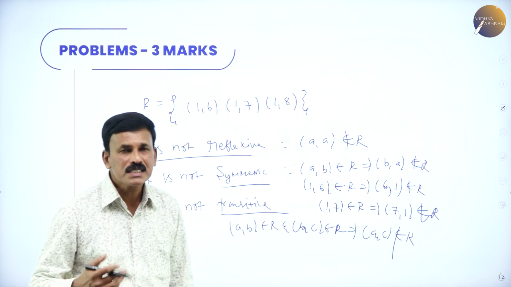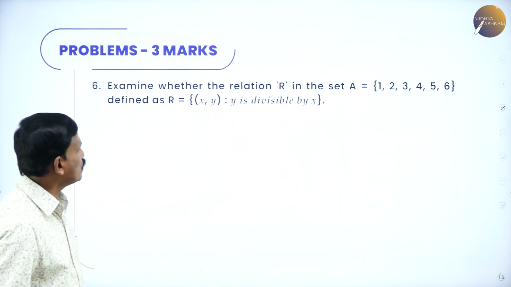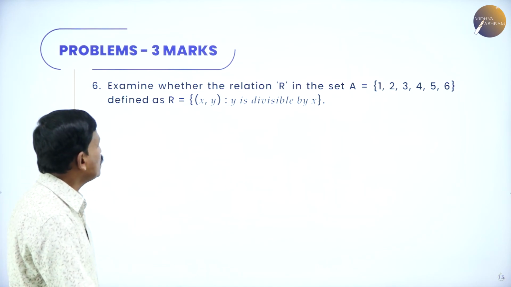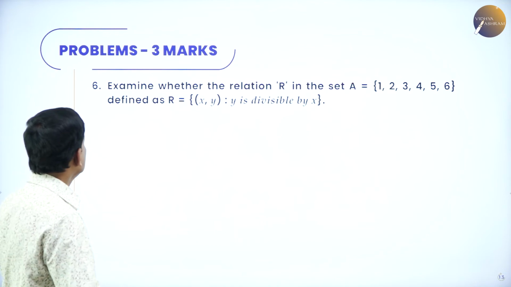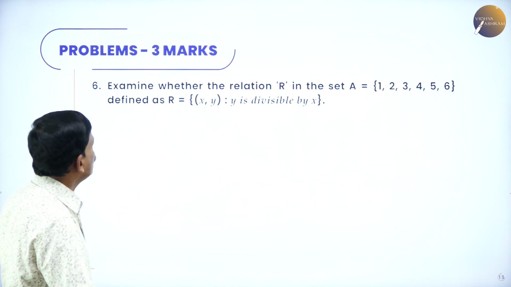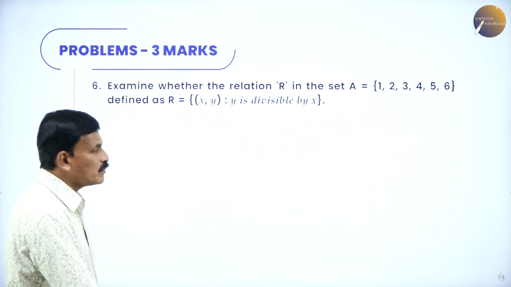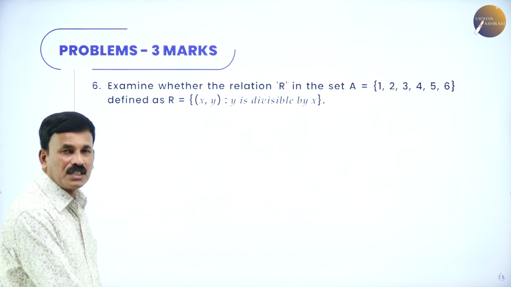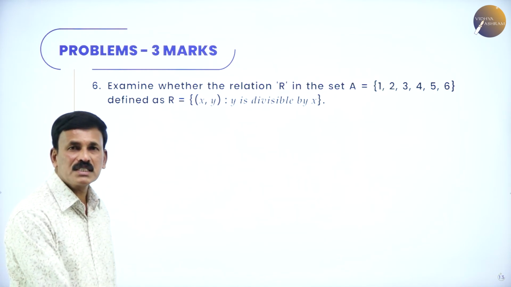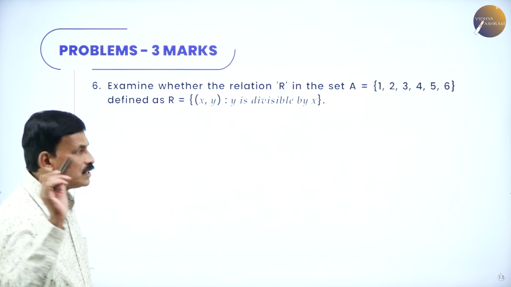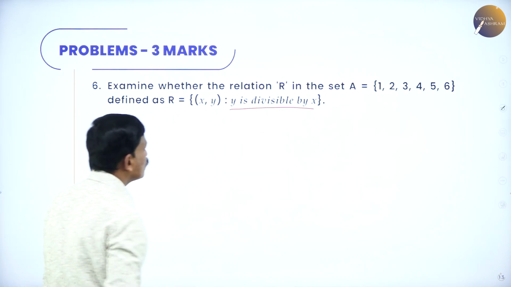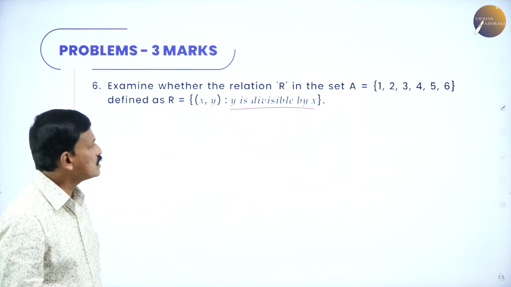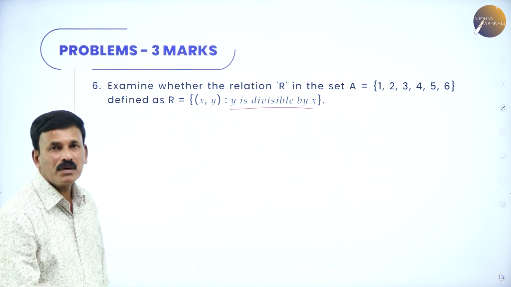Let us come to the same type of problem. Let us consider one more problem. Examine whether the relation R in the set A = {1, 2, 3, 4, 5, 6} defined by R = {(x, y) such that y is divisible by x} is an equivalence relation, that is, verify whether it is reflexive, symmetric or transitive. Now very simple. What is the condition given? y is divisible by x, which means the second term is divisible by the first term.